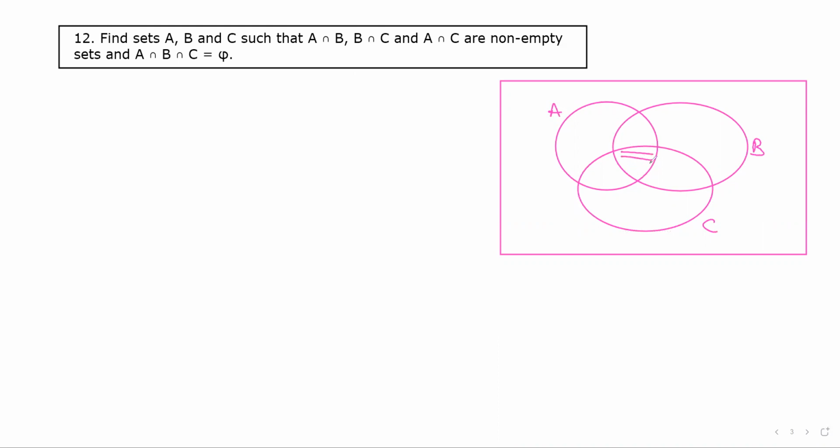So you're not supposed to have any element over here, but you have to have an element in A intersection B, which is this complete region. So amongst this dotted region, you cannot have any element in this portion, but you're supposed to have an element in the whole of A intersection B. So in the above dotted region, you should have an element.